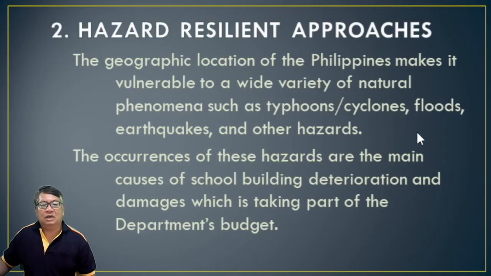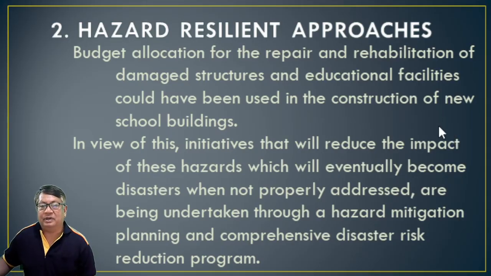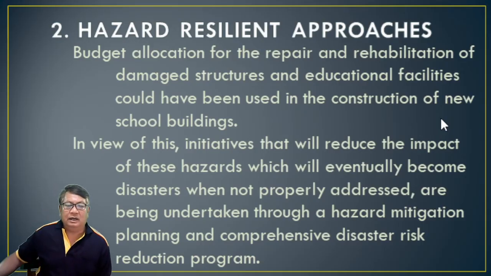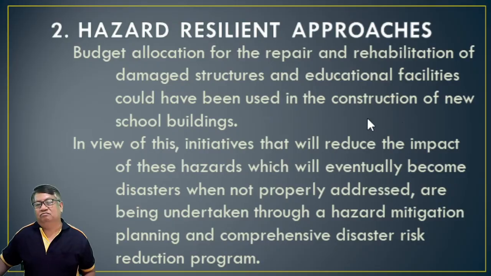Okay. So let's talk about hazard resilient approaches. The geographic location exposes us to a wide variety of natural phenomena such as typhoons, cyclones, floods, earthquakes, and others beyond human control. So we have to think about resilient approaches. The occurrences of these hazards are the main causes of building deterioration and damages, which take part of the department's budget. Budget allocated for the repair and rehabilitation of damaged structures and educational facilities could have been used in the construction of new buildings. If you can minimize damages or slow down expenses on rehabilitation or repairs, then it is better to save it for the construction of new school buildings.